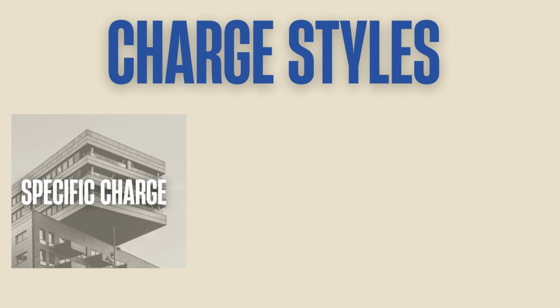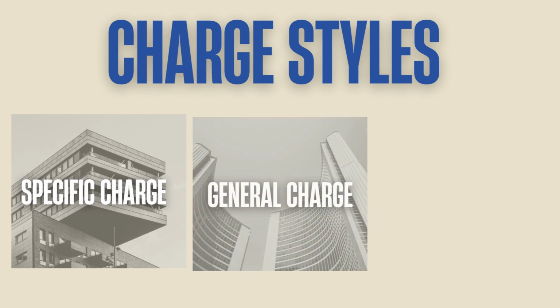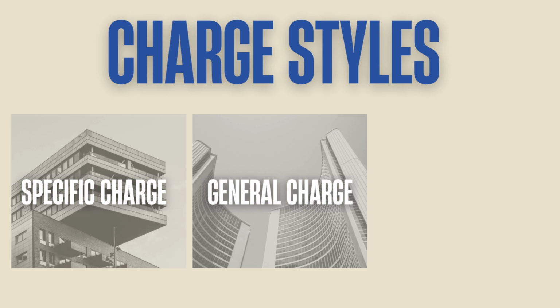Next is the general charge. This uses a broader label like conduct unbecoming a government employee. The pro is the adjudicator knows in general what you're trying to prove. The con is the label in the general charge typically contains no substantive information and therefore does not add value.